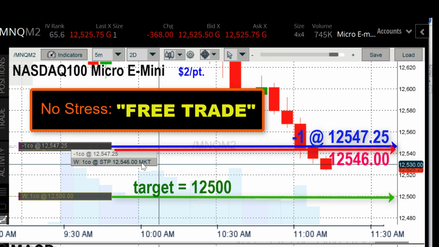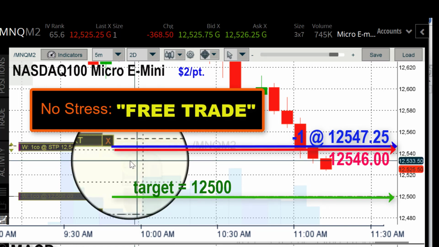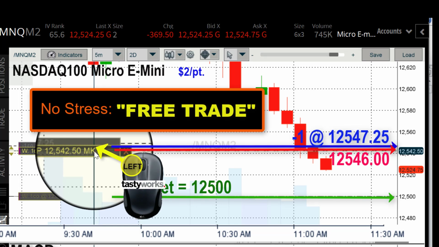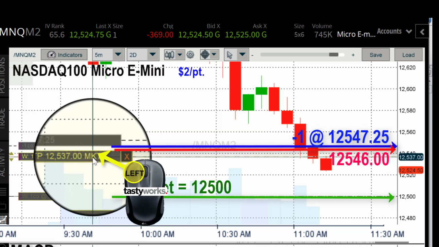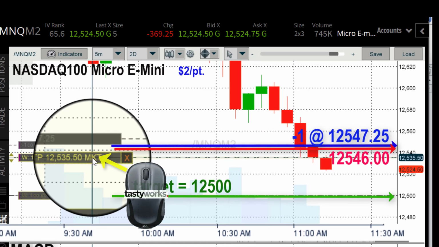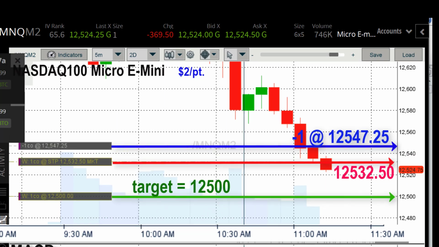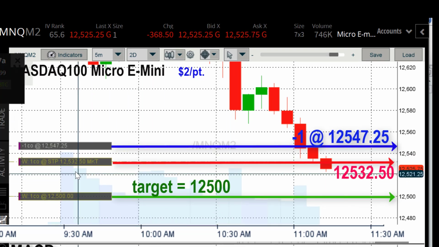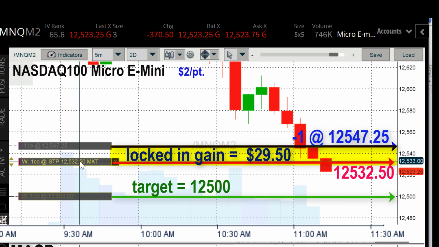When you have no stress on a trade, you can keep making good decisions. It's when you get behind money, you get down some money, draw down during a trade, that's when you make the bad decisions. Got the mouse out, moved that stop down to 12,532.50. That means I've locked in $29.50 of my unrealized gain.